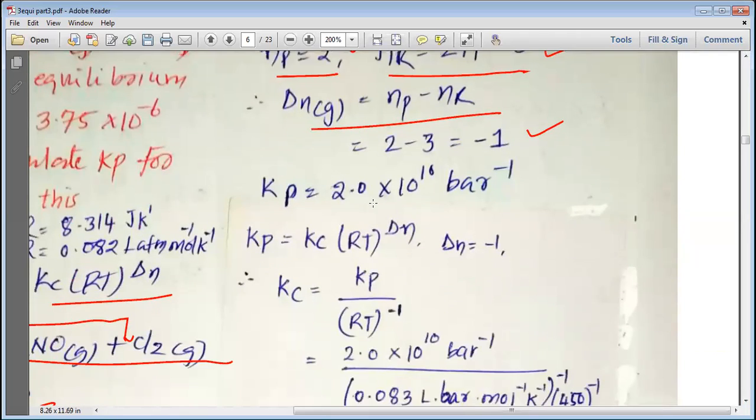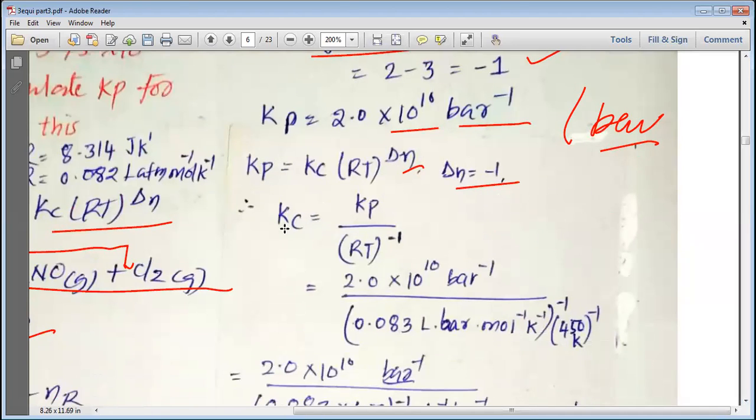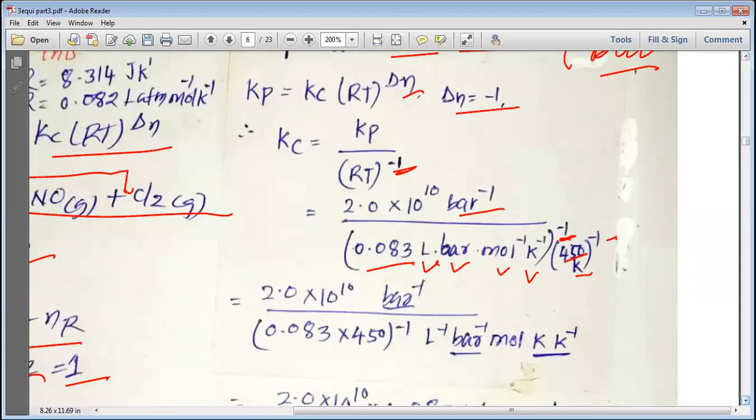And Kp is equal to 2.0 into 10 to the power 10 bar inverse, because it is per bar, that is what is written. So Kp is equal to Kc into RT raised to delta N. Here delta N is equal to minus 1, and therefore Kc is equal to Kp into RT raised to minus 1. Let us put the values: 2.0 into 10 to the power 10 per bar, and 0.083 liter bar per mole per Kelvin to the power minus 1, and this 450 Kelvin also has the power minus 1.